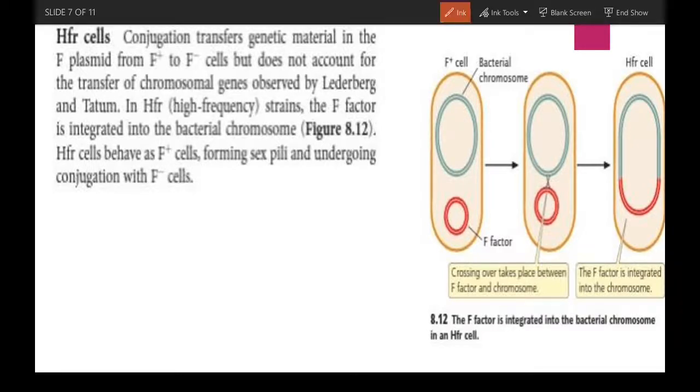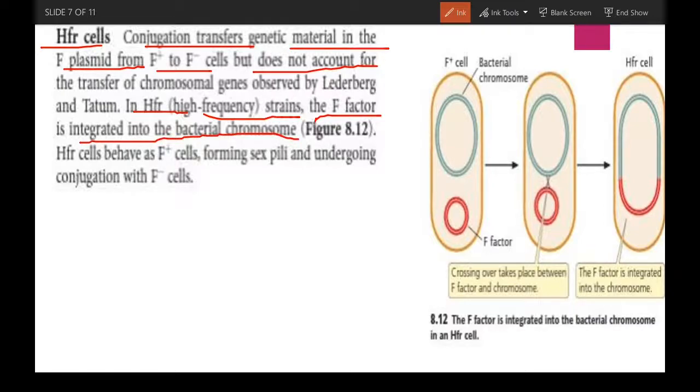Now that we know what an F plus cell and an F minus cell are, we have to know about Hfr cells, that is, high frequency cells. The conjugation transferred genetic material in the F plasmid from F plus to F minus cells, but does not account for chromosomal gene transfer. So in Hfr or high frequency strains, what happens? The F factor is integrated into the bacterial chromosome.